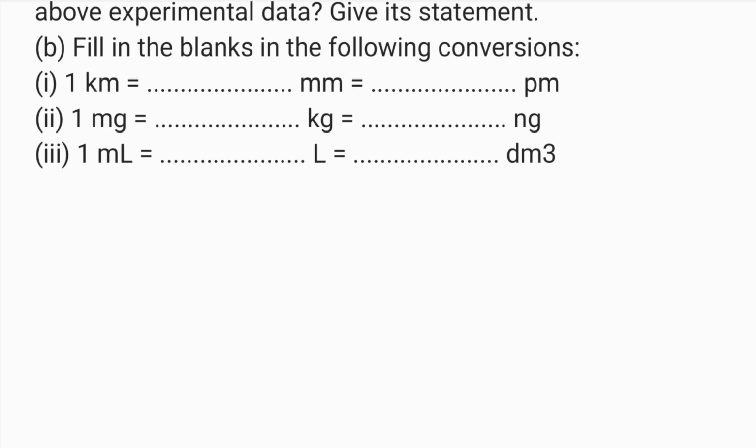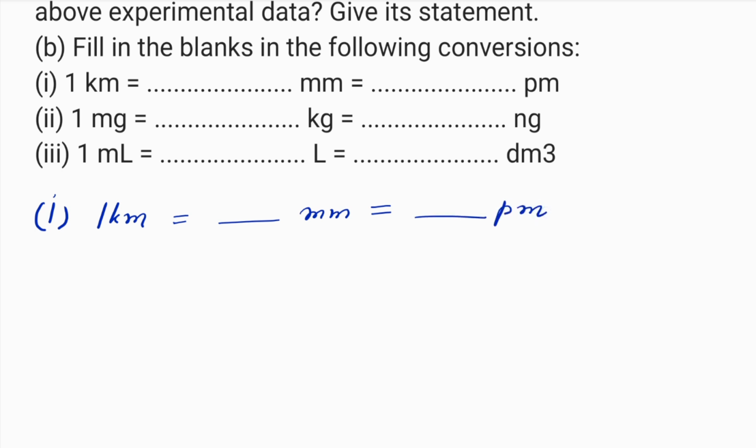Next is, fill in the blanks in the following conversions. We have to convert these particular things. There are different items given, like 1 kilometer is equal to how much millimeter, and 1 kilometer is equal to how much picometer. So we have to convert them. Let's go to the conversion and do the first question: 1 kilometer is equal to dash millimeter, which is equal to dash picometer.